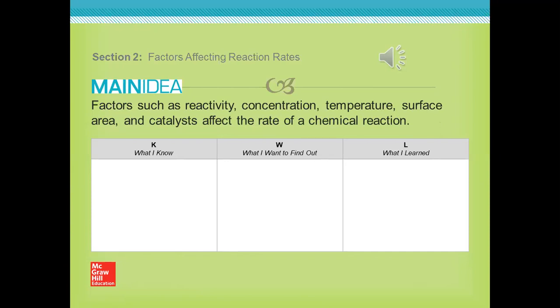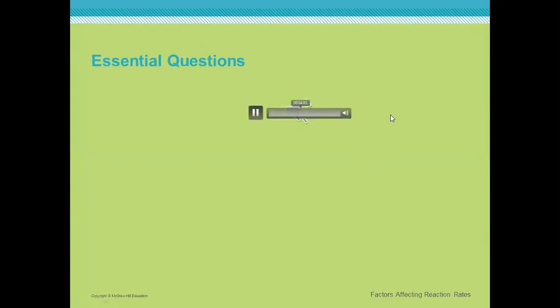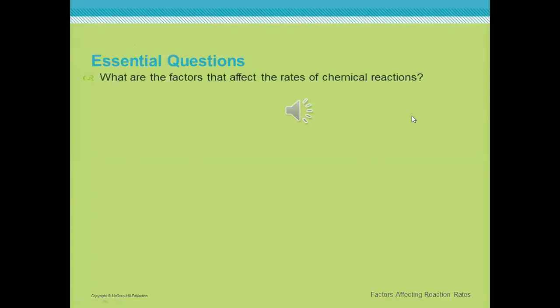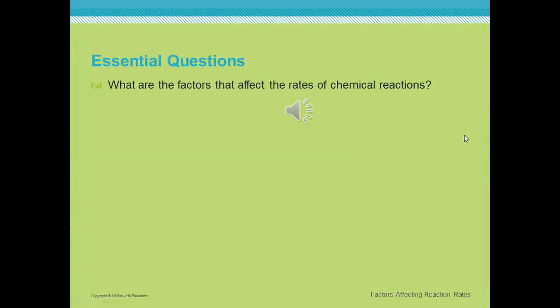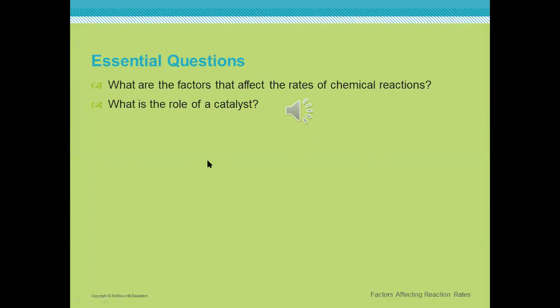Can you read these factors, Khalid, please? Factors such as reactivity, concentration, temperature, surface area, and catalyst affect the rate of a chemical reaction. Thanks, Khalid. After that, the essential questions that we are going to study in this lesson are: What are the factors that affect the rates of chemical reactions? What is the role of a catalyst?